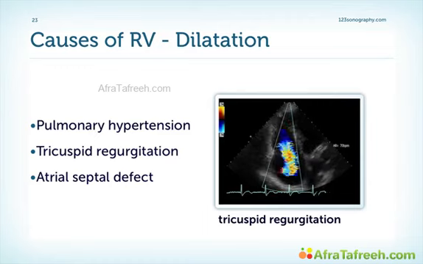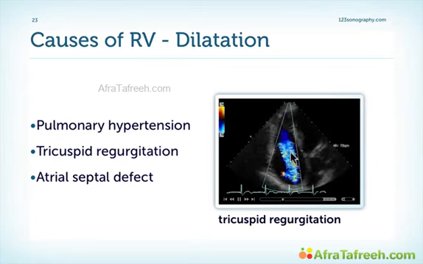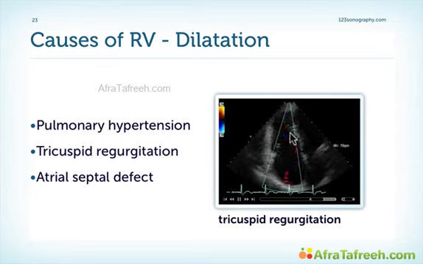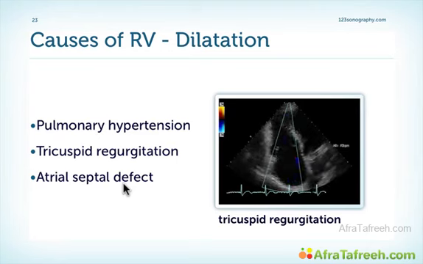So what are the potential causes of right ventricular dilatation? Pulmonary hypertension, tricuspid regurgitation. Here you see such an example with a broad regurgitant jet which causes massive volume overload and thereby dilatation of the right ventricle. An atrial septal defect which also causes right ventricular volume overload.